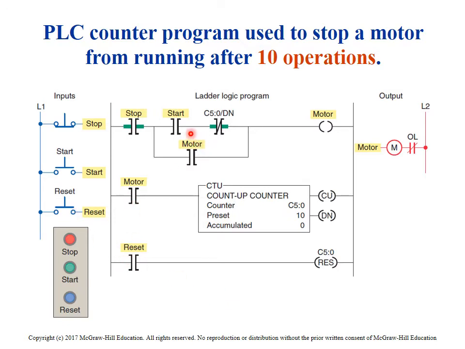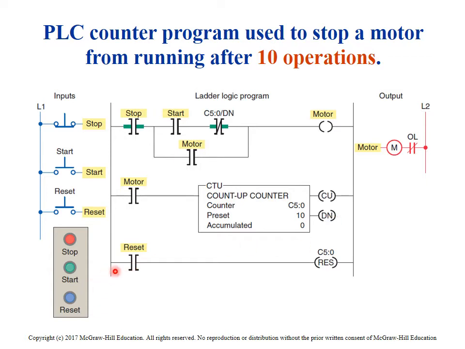So when we hit the start button, the motor's going to click on here, that's going to come on, and that's going to click this on, and it's going to count this by 1. So then next time we hit the stop button, it's going to turn this off, and we hit the start button again, it's going to start it. And so basically you have to turn this motor on and off a total of 10 times before we get to the done bit.